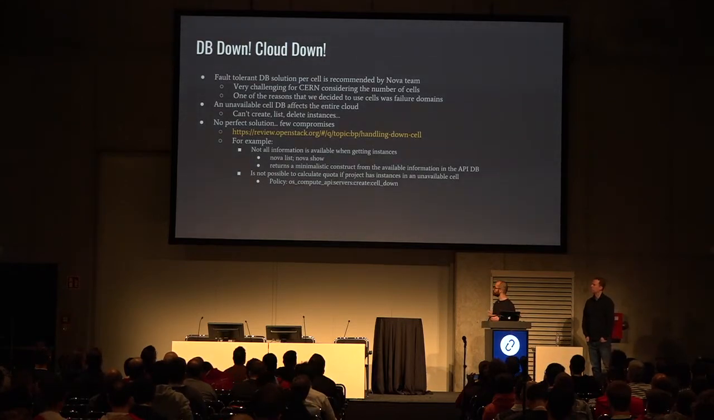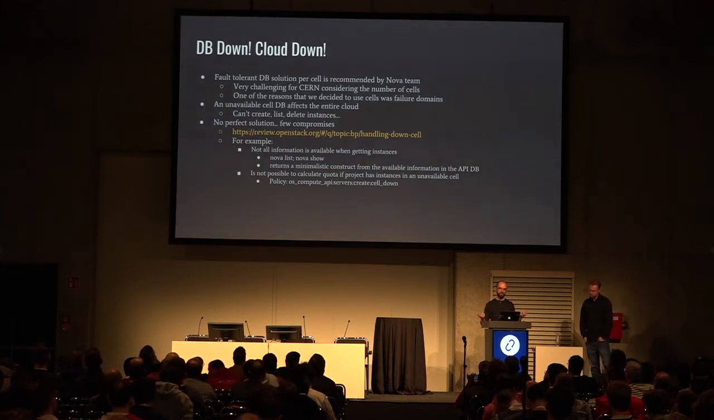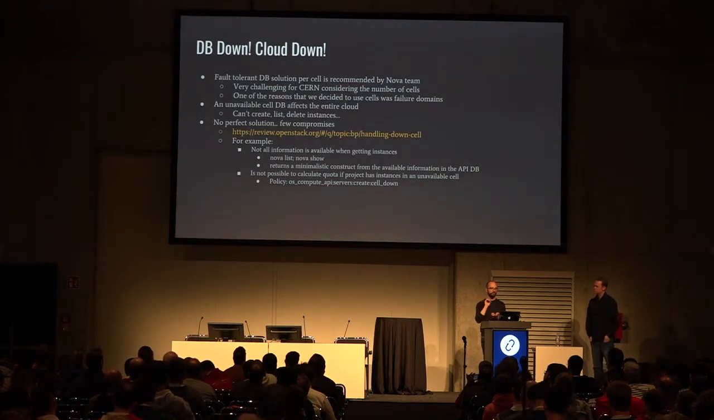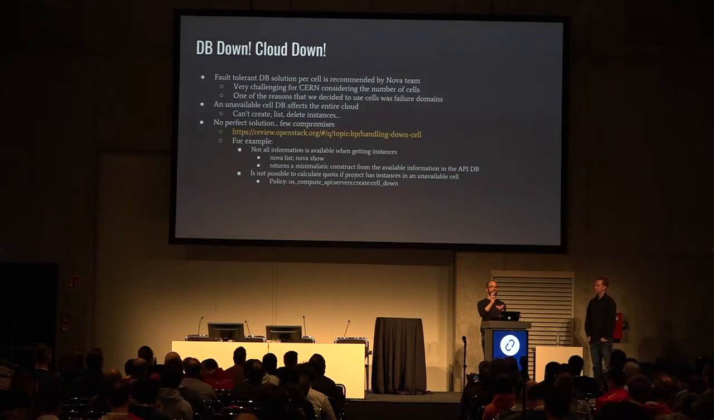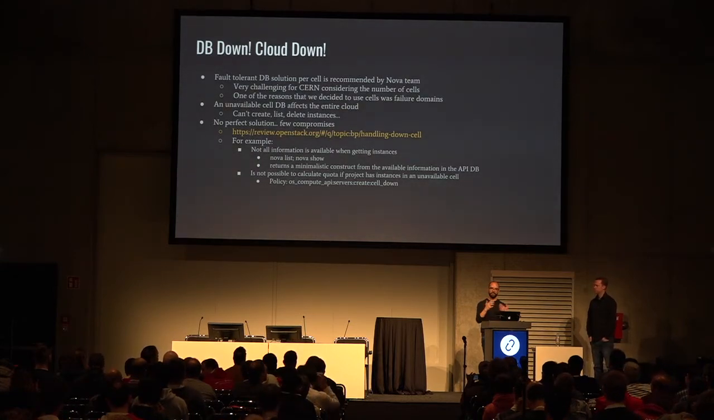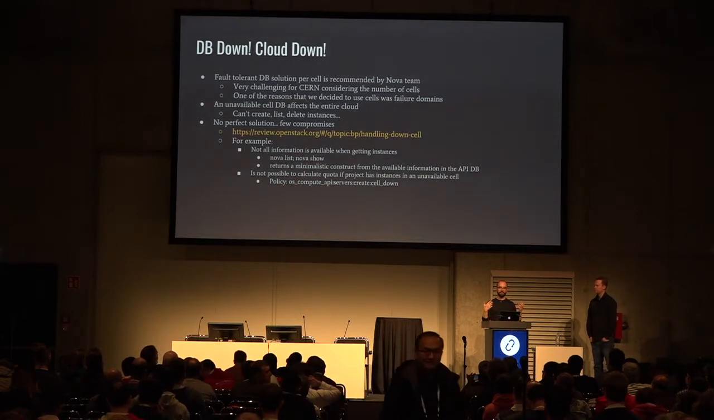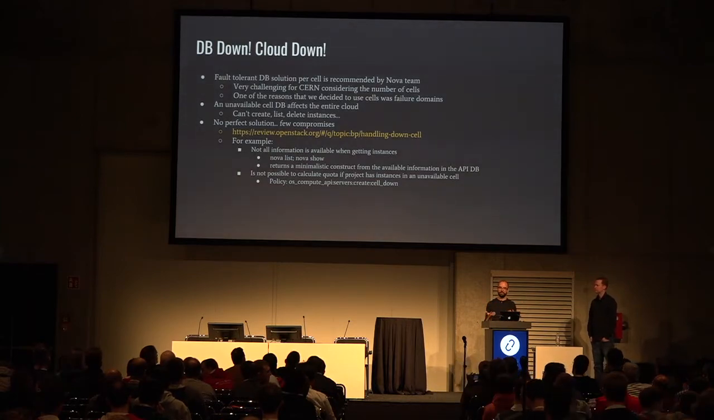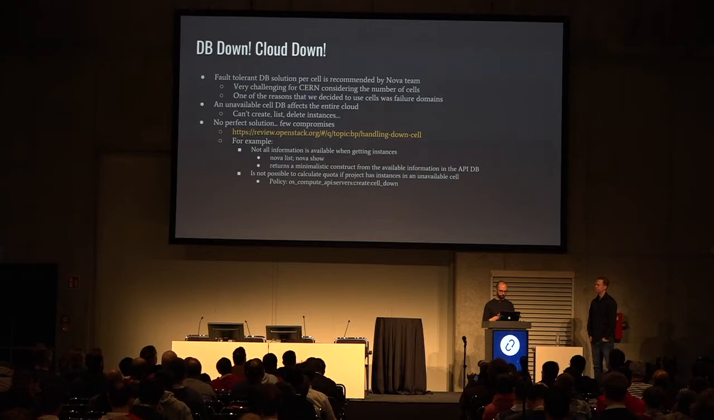So there is this spec, how to handle a cell down. Everything is described there. Please go through the spec. But basically, the main idea is if a DB goes down and you do a Nova list, Nova should give you, if it doesn't have all the information, at least some minimal information about your instances, everything that it knows. And actually, Nova knows some things that are stored in the top Nova API database, like the UID. And for most people, at least for us, that is a good enough compromise.